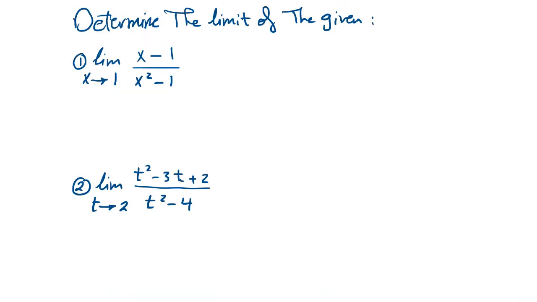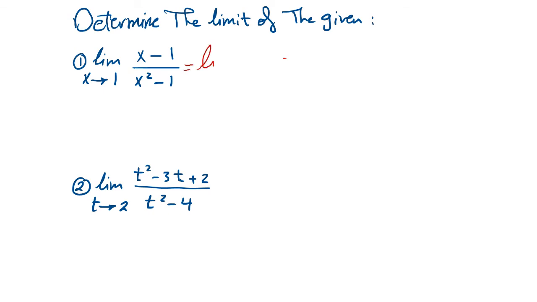Determine the limit of the given: limit of x minus 1 over x squared minus 1. First, I will start by substitution. So it's 1 minus 1 over 1 squared minus 1, which is equal to 0 over 0. Since it's 0 over 0, I need to solve or simplify the function, and the easiest method is using factorization.